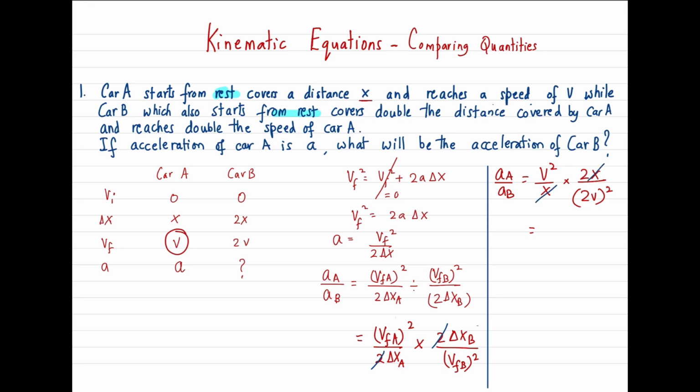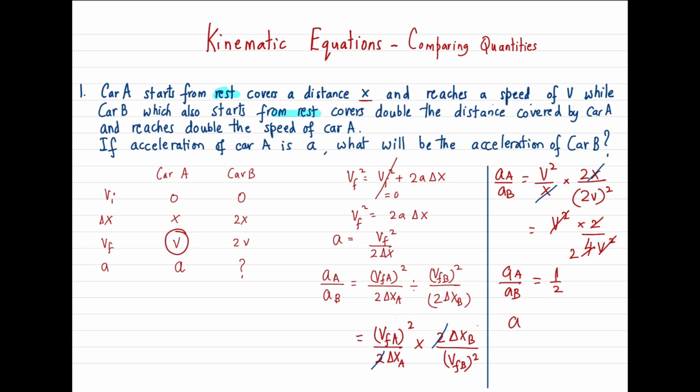We can cancel that out. And V square multiplied by 2 over 2V square, so that will become 4V square. And we can cancel out the V squares. V squares can be cancelled out, and 2 over 4 will give us 1 over 2. So AA over AB is 1 over 2.